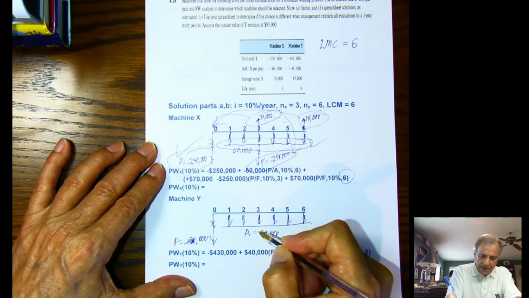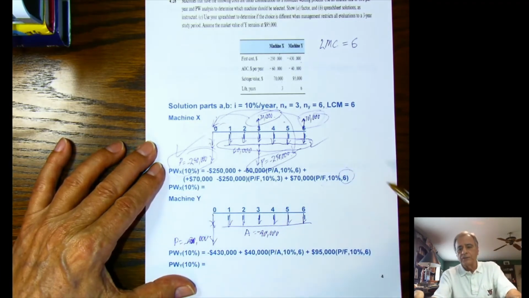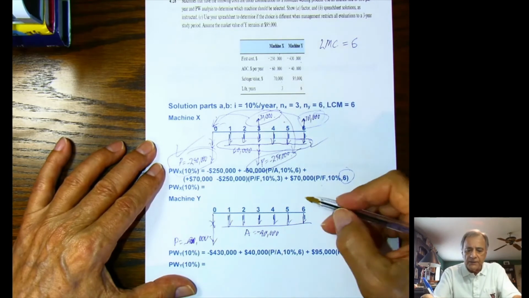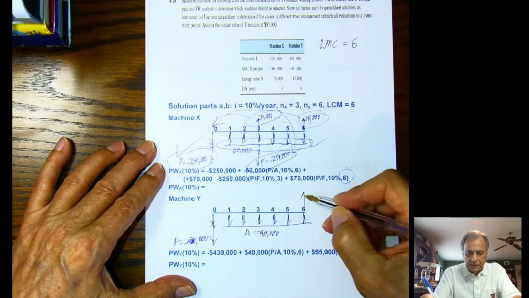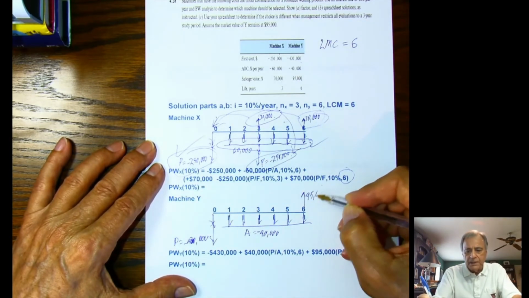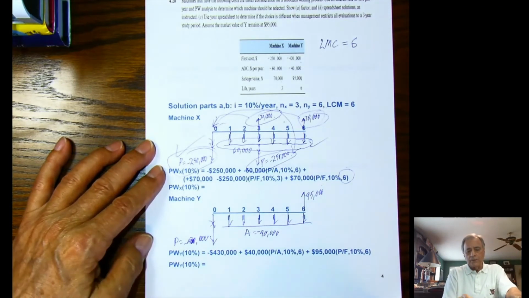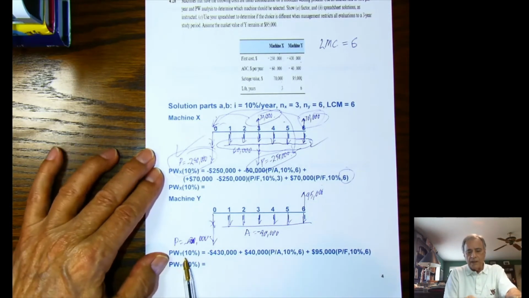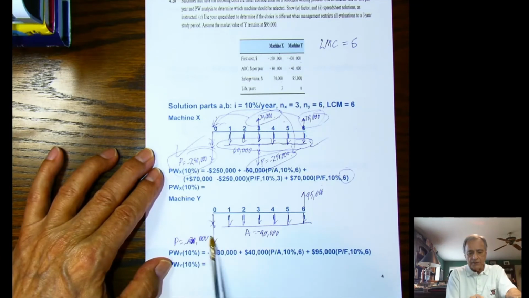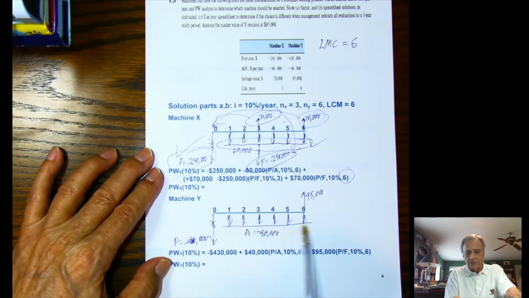And that's a minus. And then you have a salvage value out here of $95,000, which will need to be accounted for. That's a P given F. So for machine Y, you have a present value of minus 430, that's at the present time. Then you have a uniform series, 40,000. That's a minus sign.